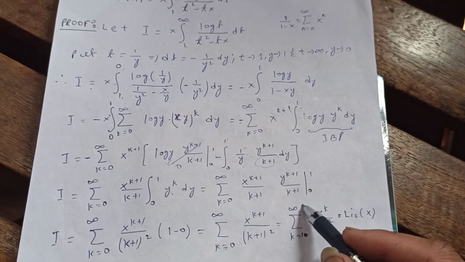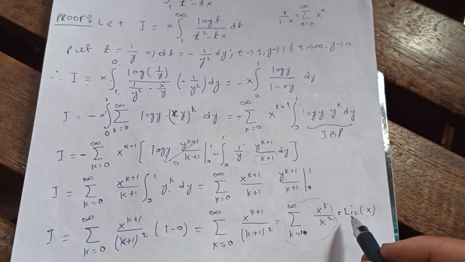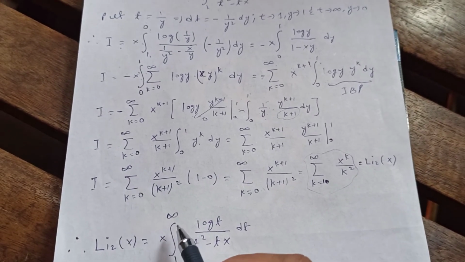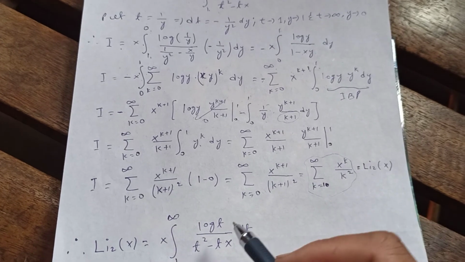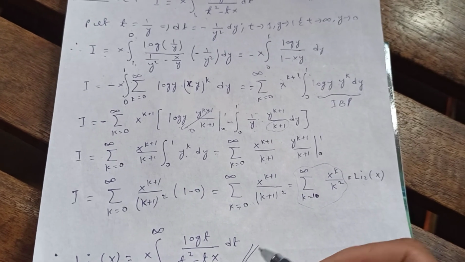So this summation is what we call the dilogarithm, okay? Li₂(x). Therefore, Li₂(x) is x times the integral from 1 to infinity of log t upon (t² − x) dt. So hence proof.